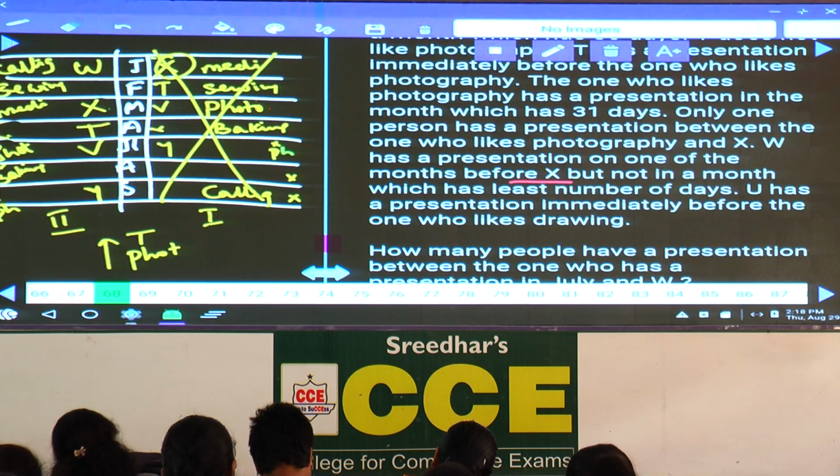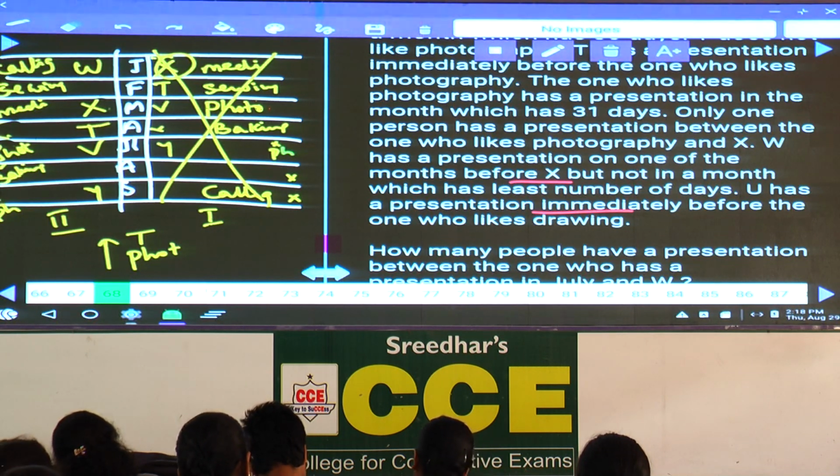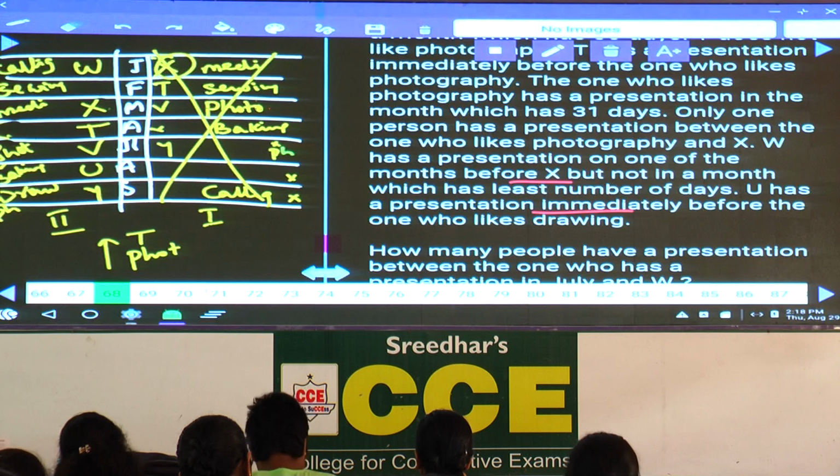The next one. And U has a presentation immediately before the one who likes drawing. U is immediately before the one who likes drawing. U cannot be in the month of Feb. Hence, U must be here, and this is drawing.